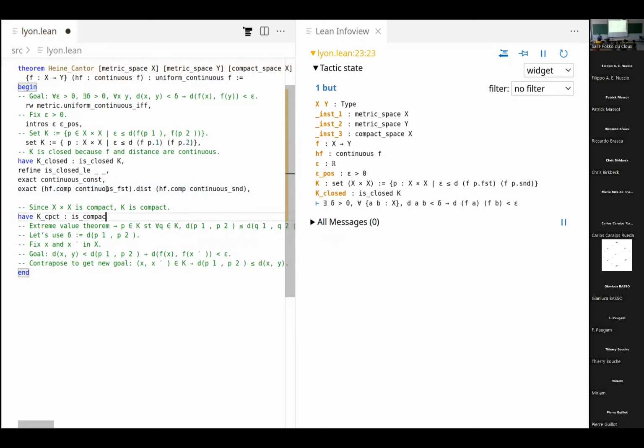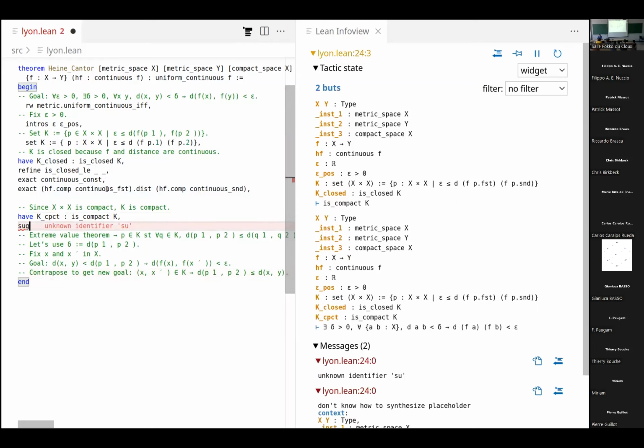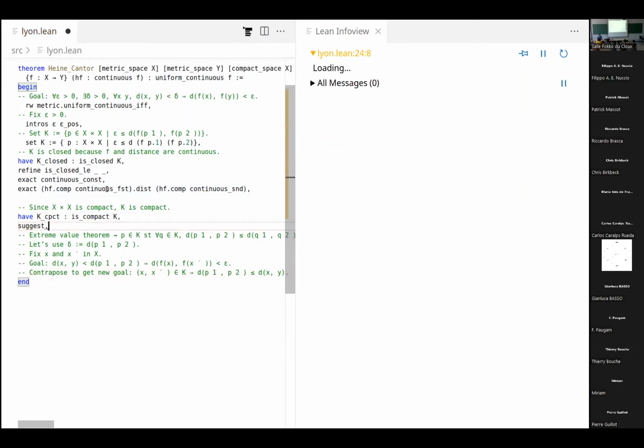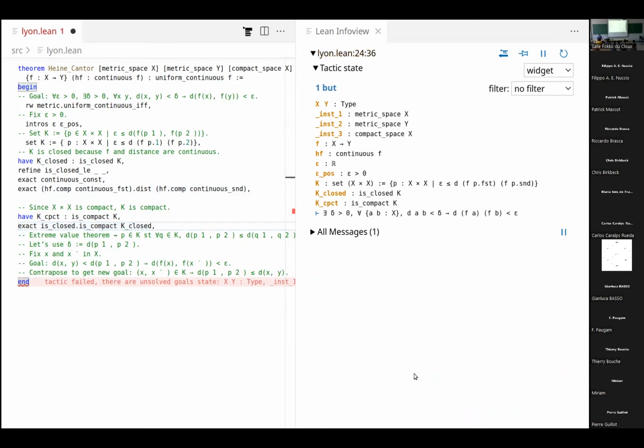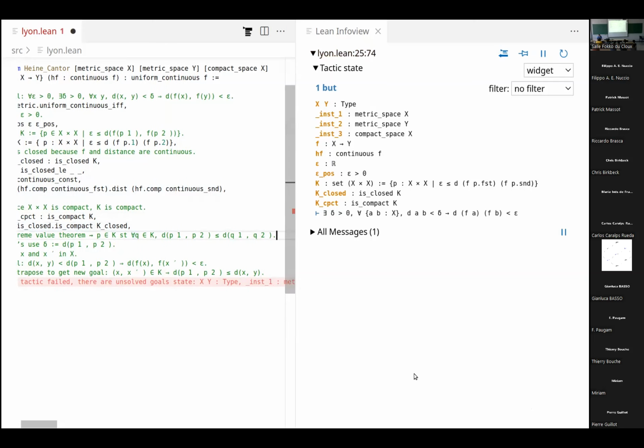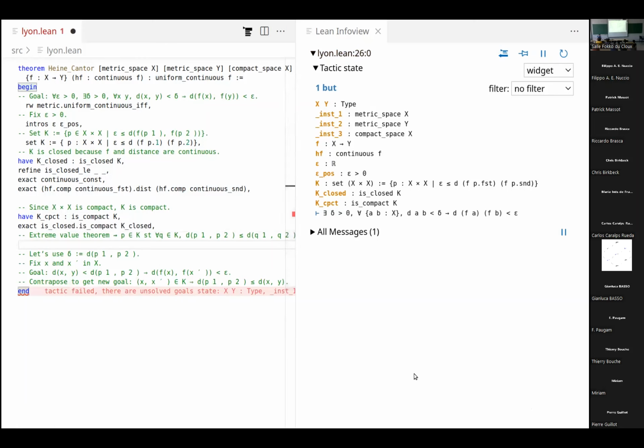Now I want to say that k is compact, and again, the computer should be able to do that for me, just asking for suggestions. There is a suggestion that is simply proving this from the fact that k is closed. The computer just knew that because x is compact, k times x is compact. Okay, so let's move to the key part of the argument.